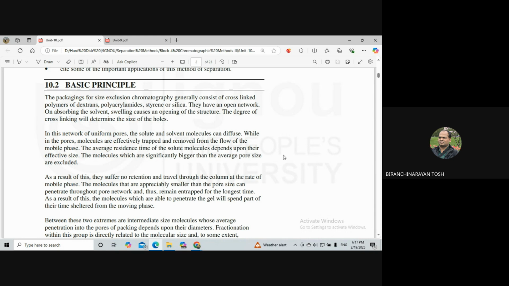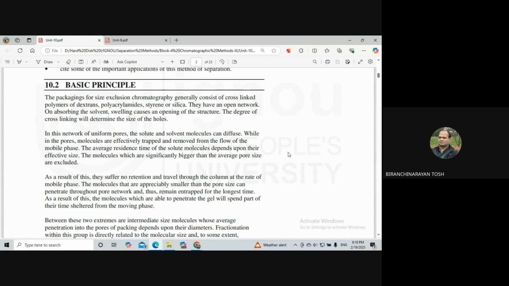for the longest time. As a result, the molecules which are able to penetrate the gel will spend part of their time sheltered from the moving phase. Between these two extremes are intermediate size molecules whose average penetration into the pores of the packing depends upon their diameters. The fractionation within this group is directly related to the molecular size and to some extent the molecular shape. Thus, there is a basis for separating molecules of different size.